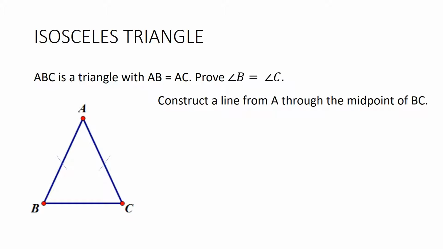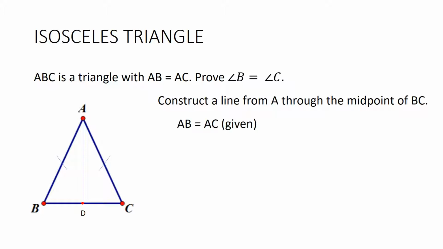So here's a triangle ABC, and it has AB equal to AC. So we want to prove that angle B equals angle C. Now we know it's an isosceles triangle, but we're actually wanting to prove that the base angles are equal. The first thing we do is construct a line from A through the midpoint of BC, and we're going to call that D. And then we're going to set up a congruence proof.